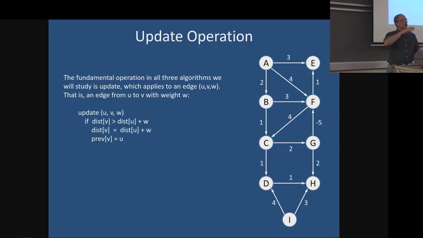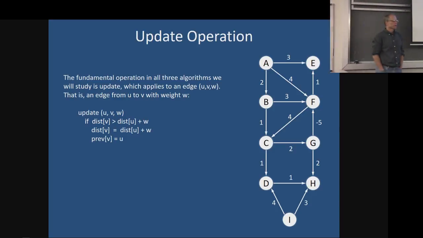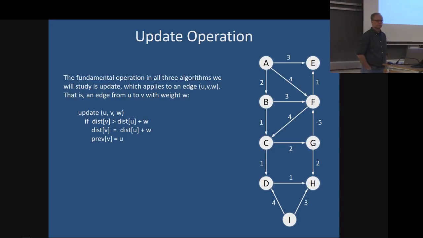So the idea is all these algorithms, the only way they modify previous and distance is via the update operation. So they differ in how they choose which edges to update. The less efficient one updates in a very non-clever fashion, just brute force. It just updates edges over and over again. The other two algorithms are more selective about what edges they update and when they do the update. So they're faster because they do fewer updates.